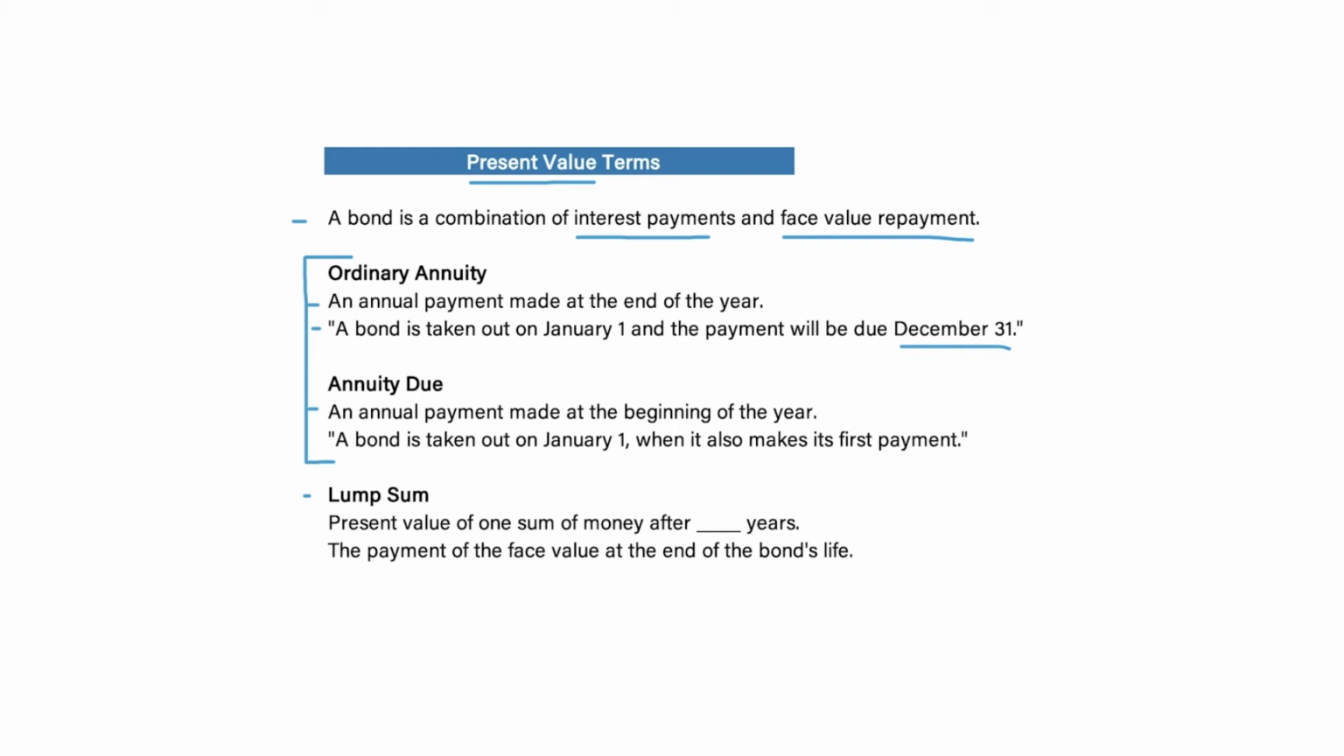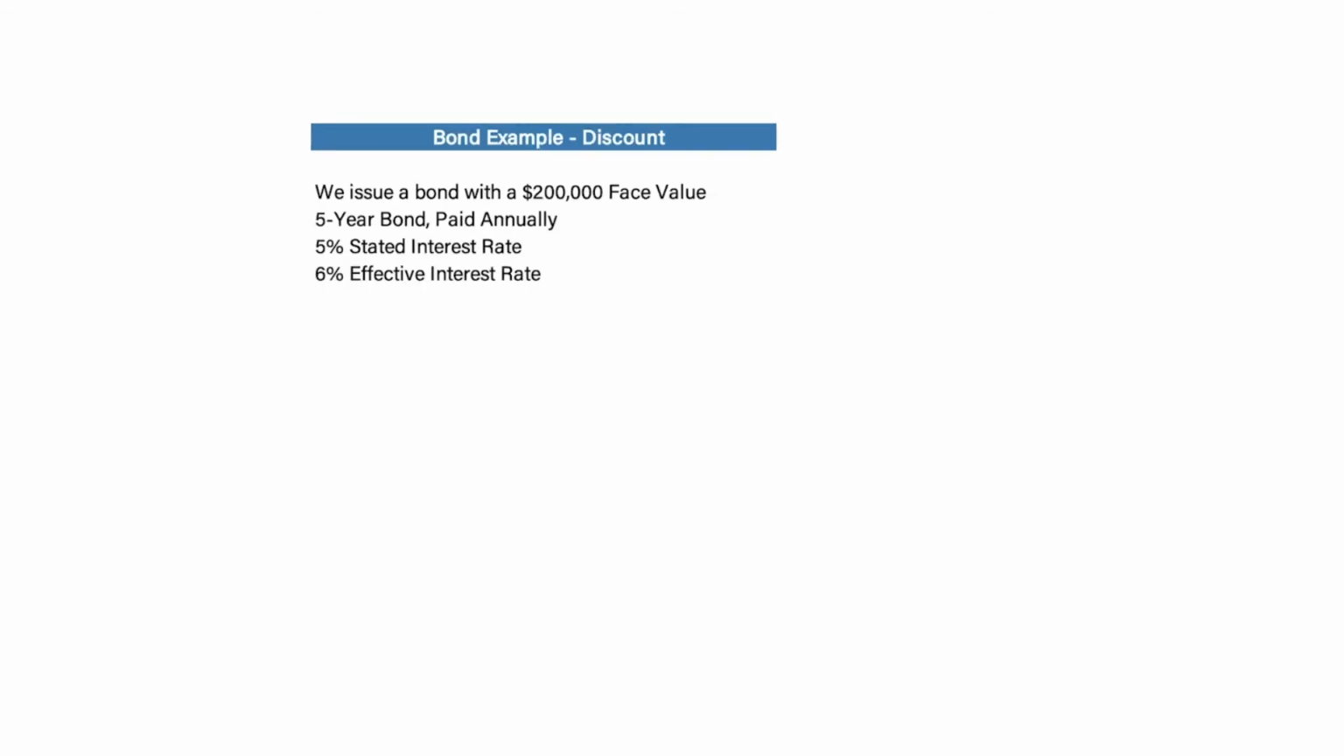Then we have a lump sum, which is the present value of one sum of money after a certain number of years, which is for the payment of the face value at the end of the bond's life. So we're going to have to find the present value of this face value repayment. So now let's consider an example of a bond with a discount.